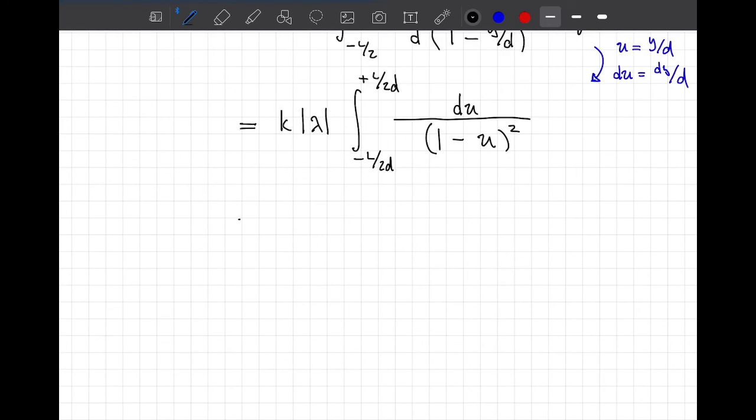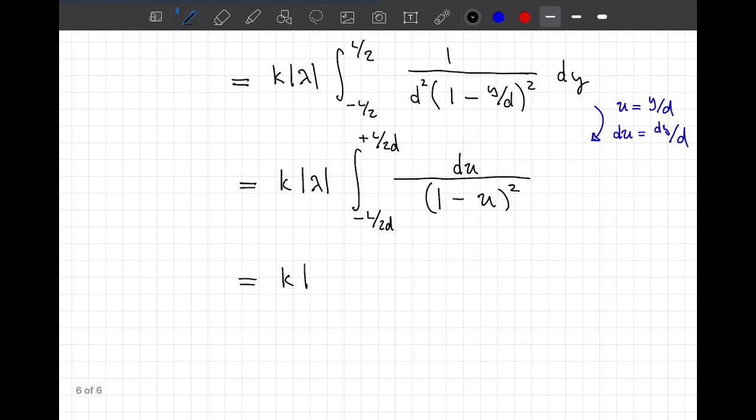And now I just do the integral. And it's actually pretty simple. It might not be completely obvious just looking at it, but the result is, I have the k, oh sorry, I left out a d here. So I had one d that went into my dy over d to become du, but I still have one other d, so this becomes k lambda over d in both places.